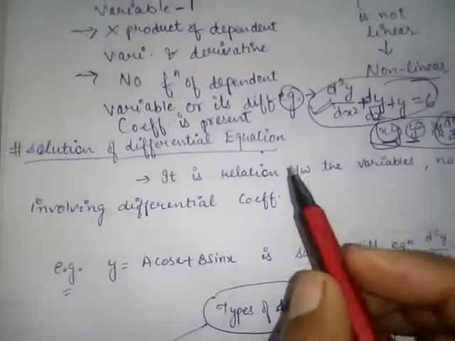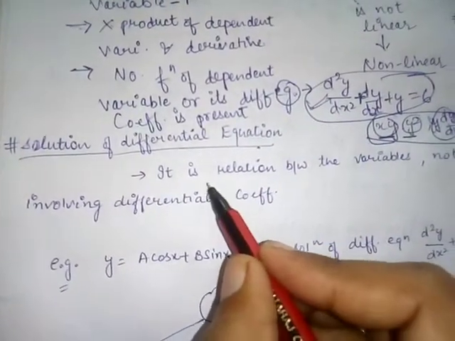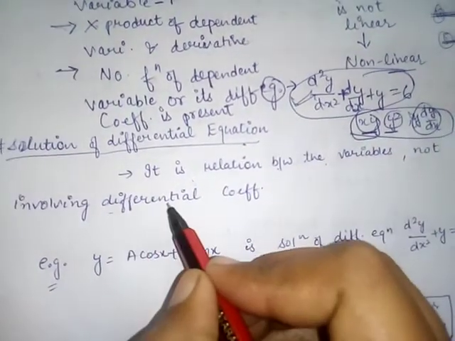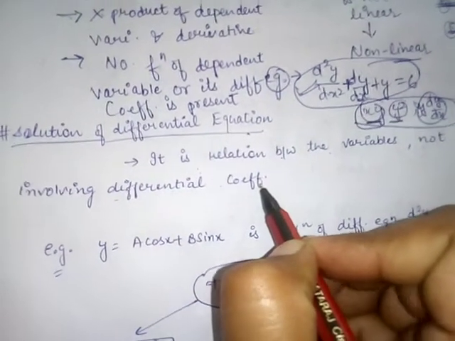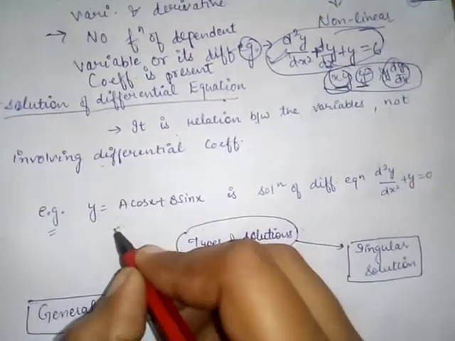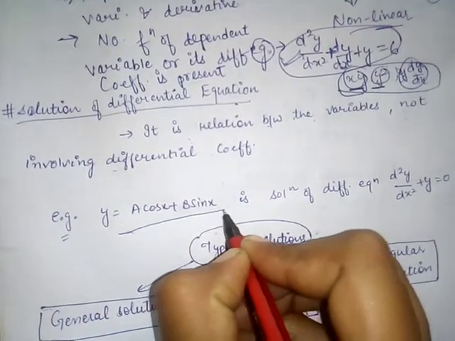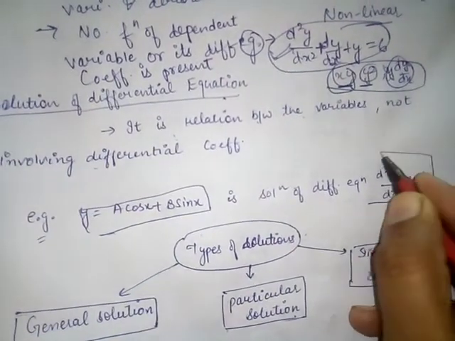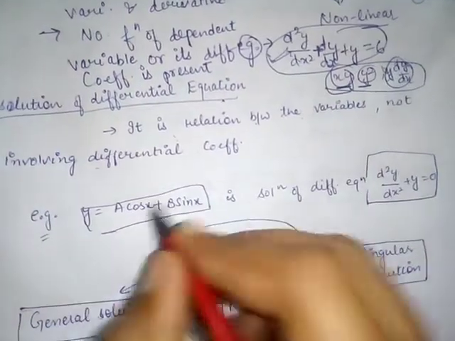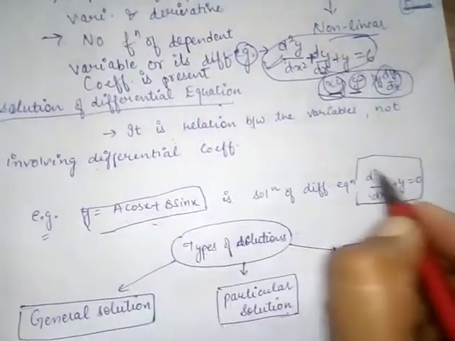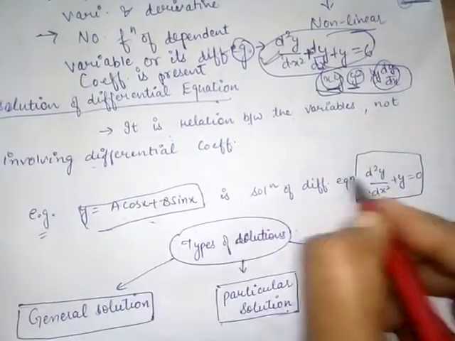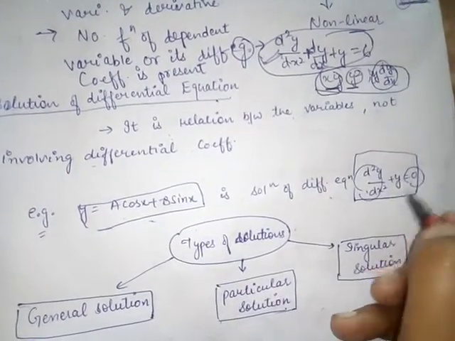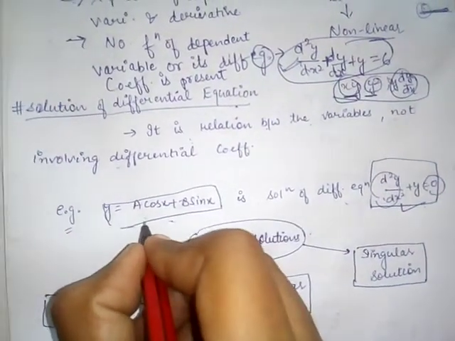What is the solution of a differential equation? Solution of a differential equation is a relation between the variables not involving the differential coefficients. For example, y equals a cos x plus b sin x. This is the solution of this differential equation, right? It satisfies this differential equation. If we put the value of y and d square y upon dx square here, it becomes equal to 0. It satisfies this equation, so it is the solution of this equation.